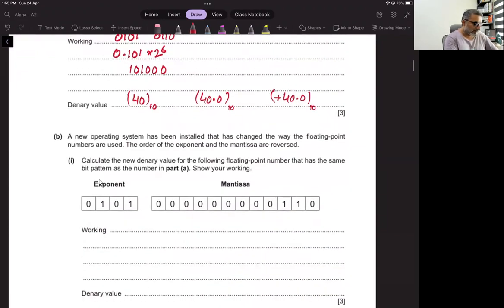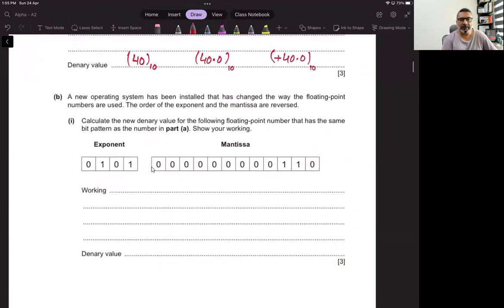A new operating system has been installed that has changed the way the floating point numbers are used. The order of the exponent and mantissa are reversed. So exponent is there, mantissa is there. Calculate the new denary value for the following floating point number that has the same bit patterns as the number in part A. Does that matter? It really does not matter. So basically what has happened is that this is non-normalized.